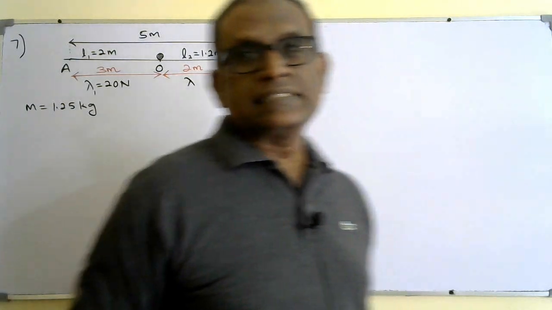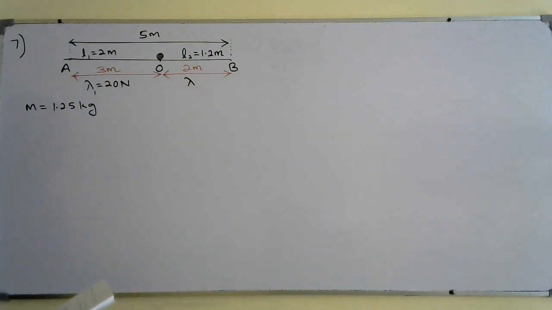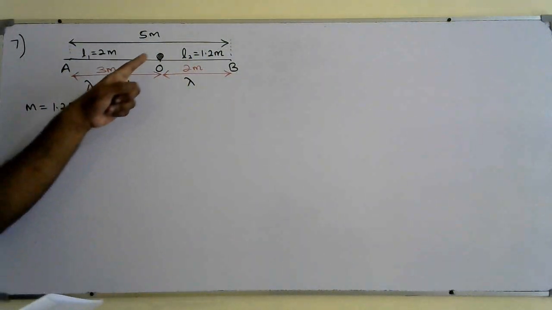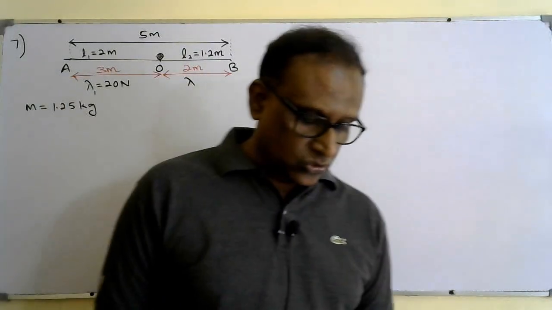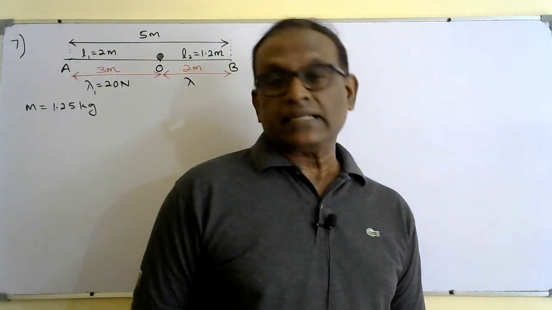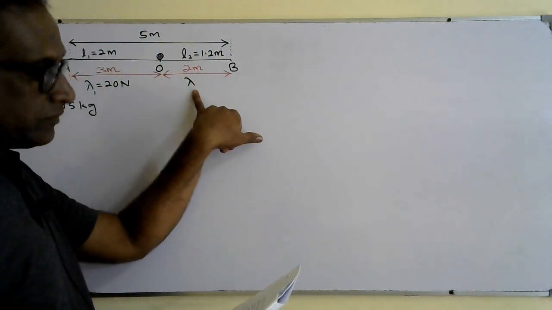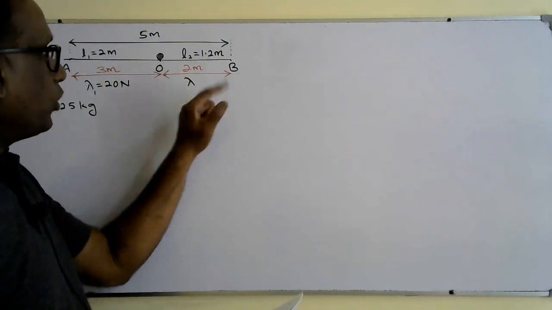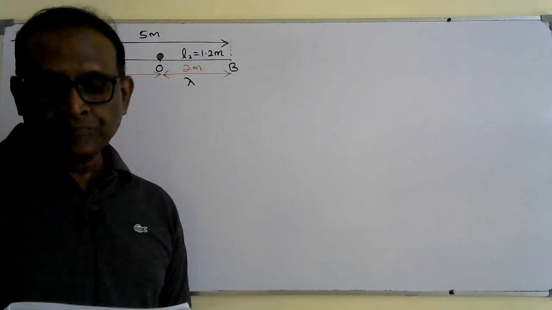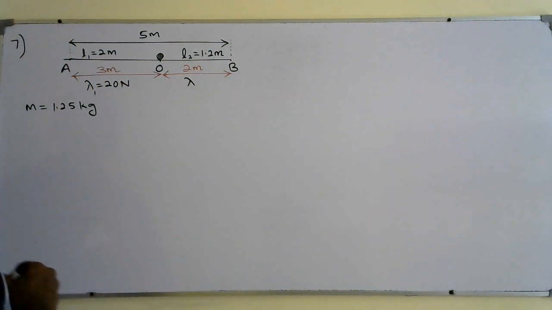Okay, and they are saying the particle is at rest at O. So if the particle is at rest at O, the resultant force acting on the particle must be equal to 0. So part A, show that lambda equals 15. Lambda equal to 15 means the modulus of elasticity of the second string OB, we have to show it's 15. Okay, so we can answer like this.